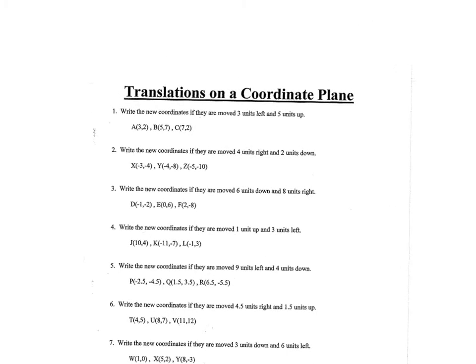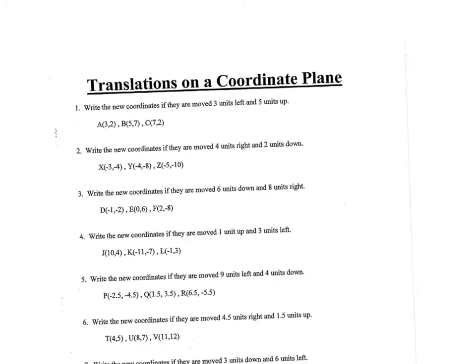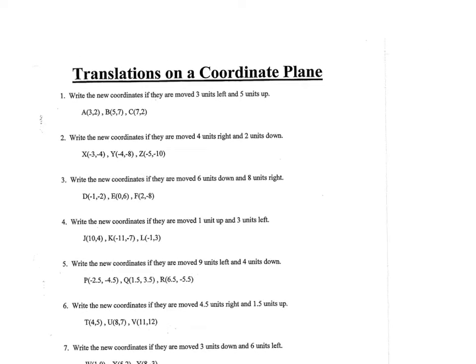Okay, translations on a coordinate plane. So remember, if we are looking at a coordinate plane, it looks like this, where our x values go left and right and our y values go up and down. So if it tells us that a coordinate moved to the left, that means it went into the negatives. Anytime we move to the left, those are our negative numbers. If it moves to the right, then those are our positive numbers. So right is positive, left is negative.